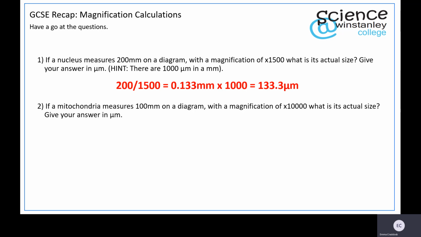The answer to the first question is 200 divided by 1,500 equals 0.133 millimeters. This works out the actual size of your nucleus. The reason you do 200 divided by 1,500 is because the image size divided by the magnification equals the actual size, which is what you are trying to work out. You get the answer of 0.133 millimeters, but it asks for your answer in micrometers. Therefore, you must convert it to micrometers. As you are going to a smaller unit, you multiply by 1,000. So the actual size of your nucleus is 133.3 micrometers.